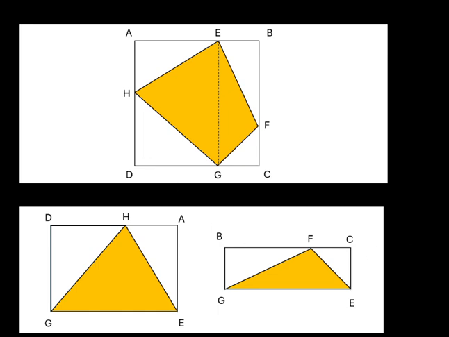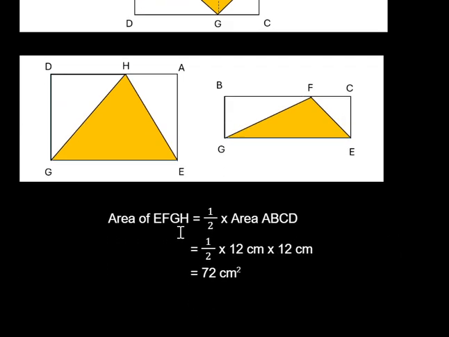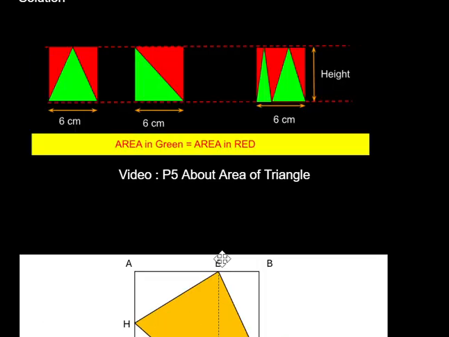Okay, so with that, I can say the area of EFGH is equal to half the area of ABCD. ABCD is 12 centimeter by 12 centimeter. So half of it is 72 centimeters square. Okay, so if your child doesn't understand this concept, he will not be able to solve this problem. I hope it helps.